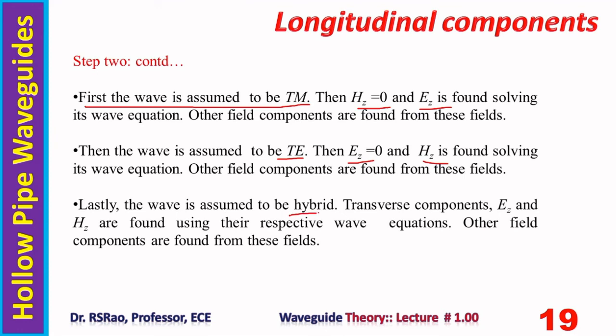Then we assume the wave as a hybrid. Ez and Hz both are found with the help of the wave equation. Once Hz, Ez are available, of course we can use the relations we derived connecting longitudinal components with transverse components to find transverse components. With the availability of longitudinal components in part 2, and transverse components in part 1, total field components can now be said to be available.